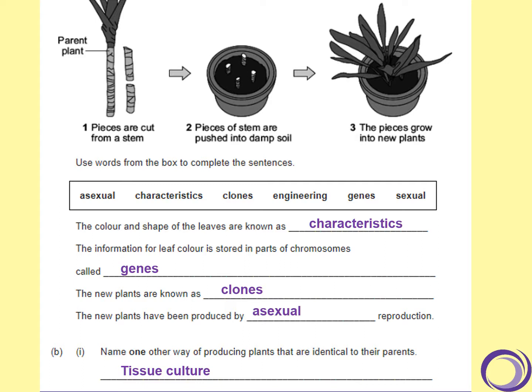So well done if you got 5 marks. Brilliant if you got 4. If you made any mistakes, you might want to pause the video, just have a read through and check you understand where you went wrong.